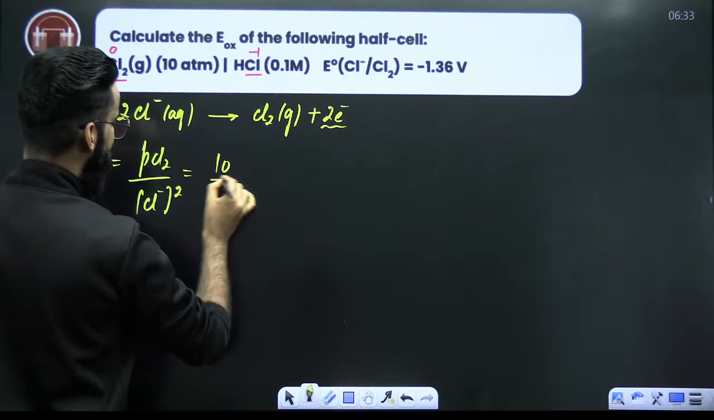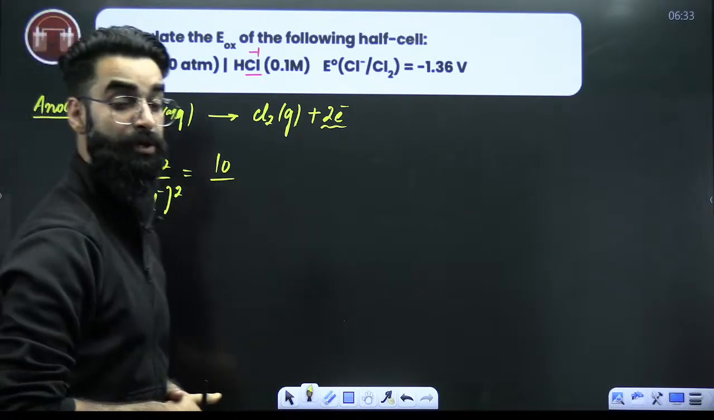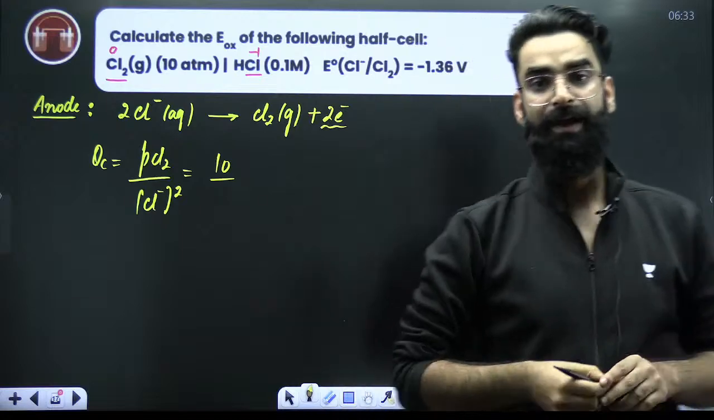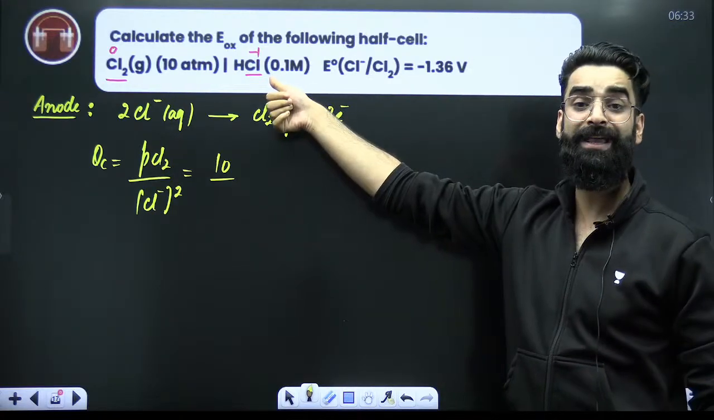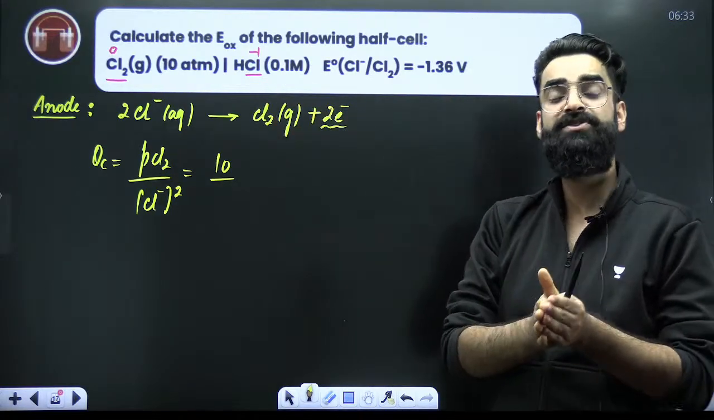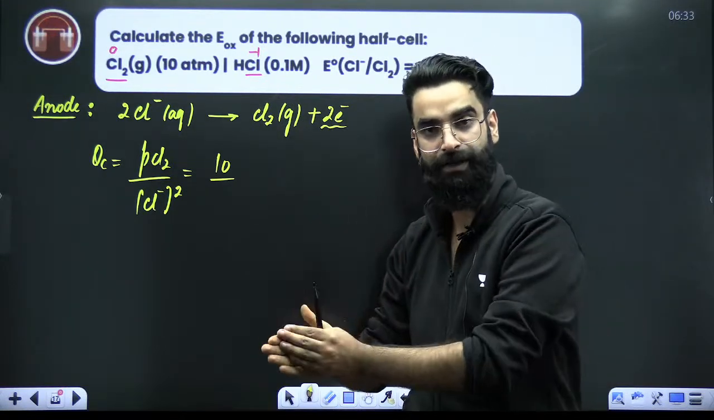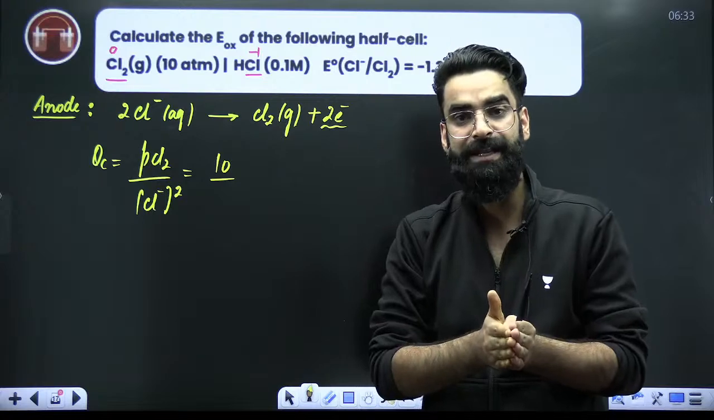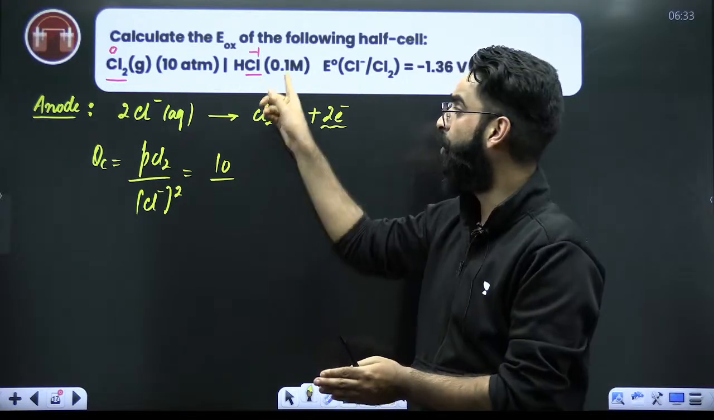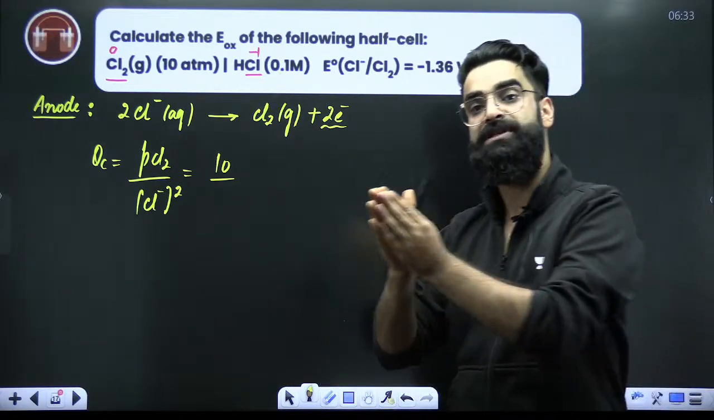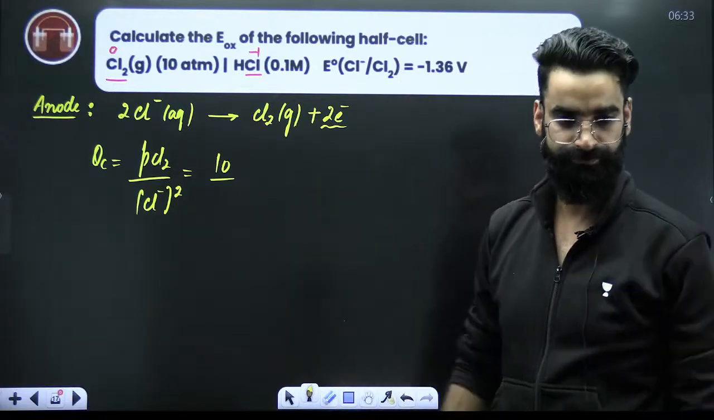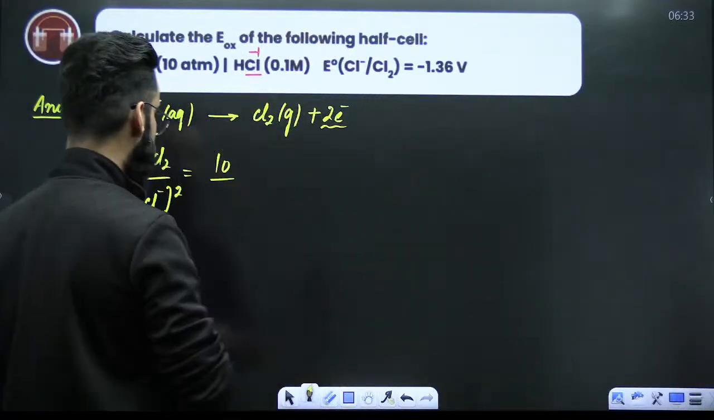10 atm divided by, what is the concentration of Cl negative in the solution? In the solution, since you have taken HCl, this HCl would have got dissociated as H positive plus Cl negative. Stoichiometry is 1:1:1, right? So 1 mole of HCl gives 1 mole of Cl negative. 0.1 molar HCl will give 0.1 molar Cl negative, right? So you got the concentration of Cl negative as well.